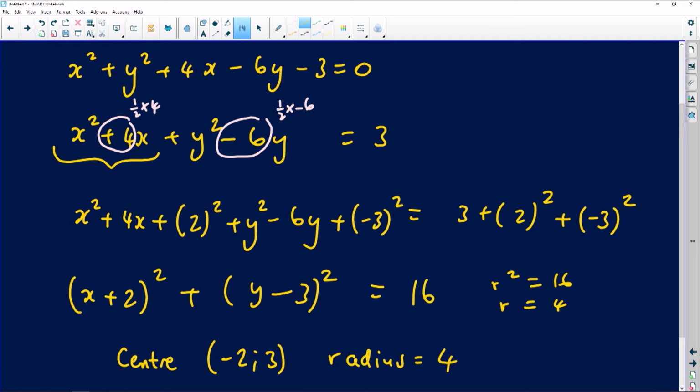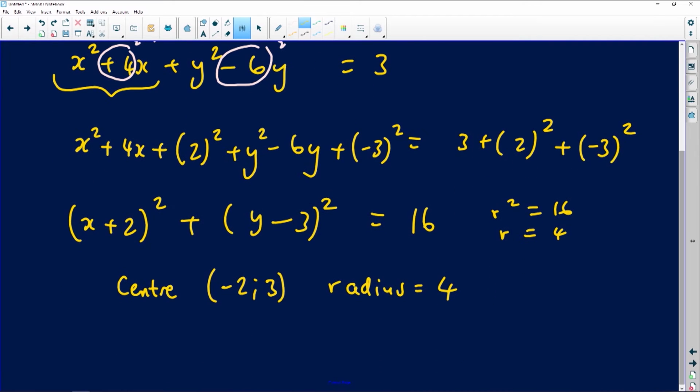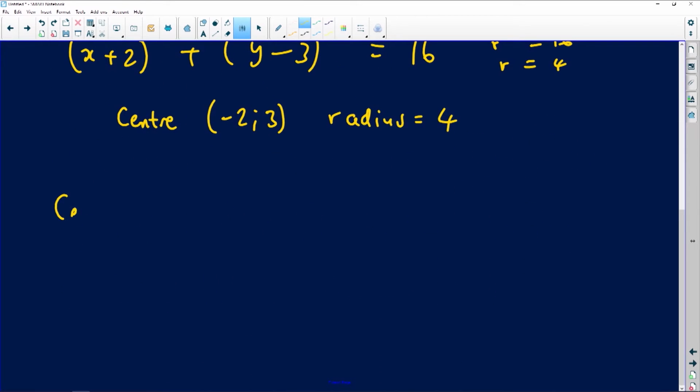That's as far as circle A is concerned. We've got its center, and we also have its radius. Now let's go to the second circle. Circle number 2, not center B. Circle B. I'm just calling it circle B. It was not specified in this question.